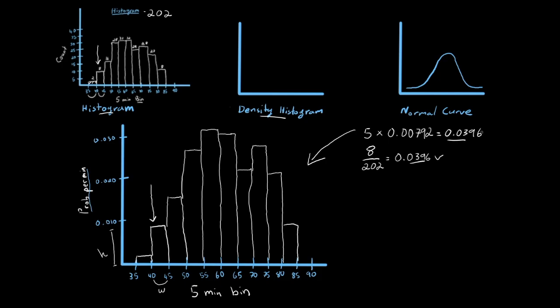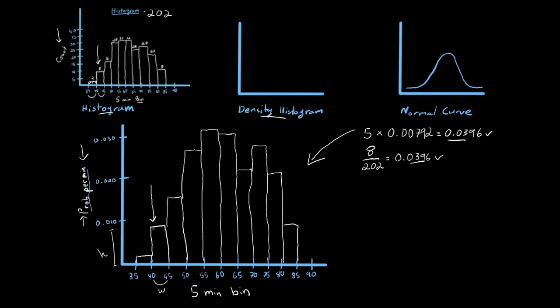So now we have verified that the area is indeed the probability. And this is true for all of these bars because our y-axis is now a probability per minute instead of just the raw counts that we had in our histogram. And this probability per minute is what's known as a density, and that's why this is called a density histogram.